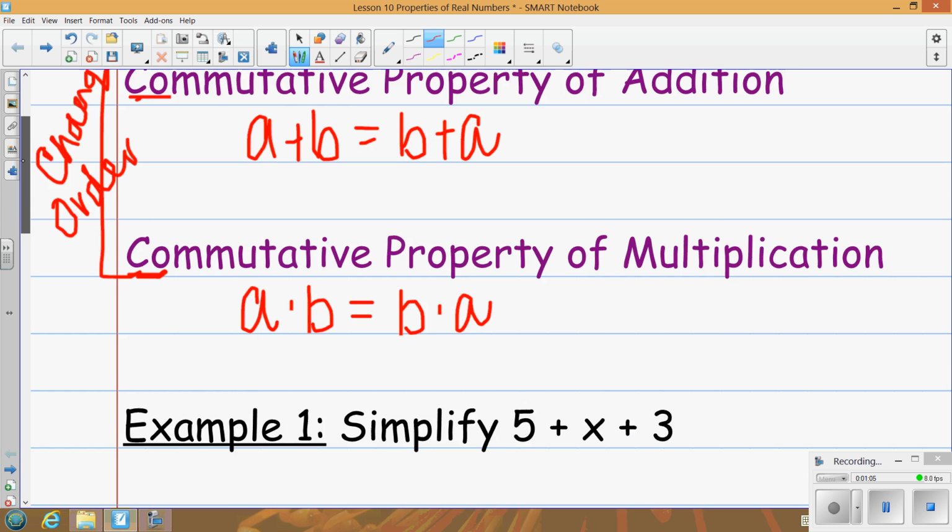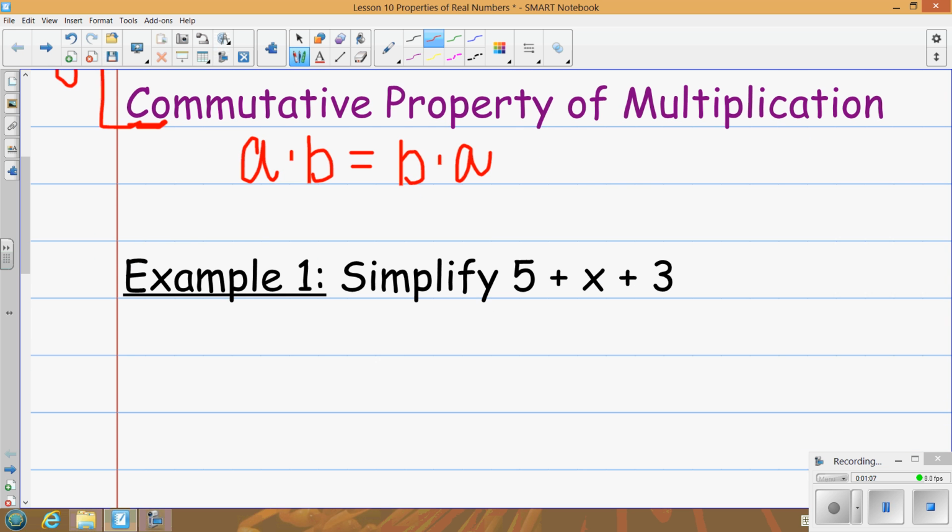So let's look at an example with this. We're going to use the commutative property to simplify this algebraic expression, 5 plus x plus 3. So let me just rewrite it. I want to be able to combine like terms, which really means I want to be able to add the 5 and the 3. But in order to do that, you want to get them next to each other. So by the commutative property, I can rewrite 5 plus x as x plus 5.